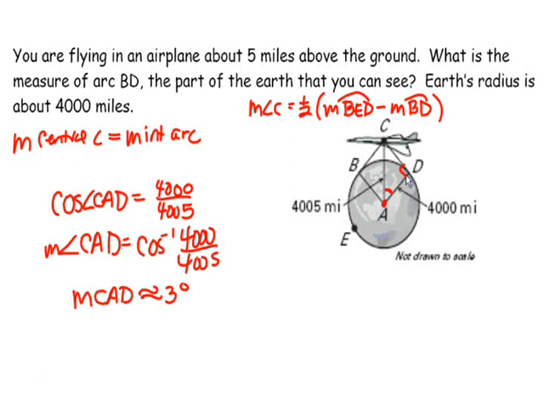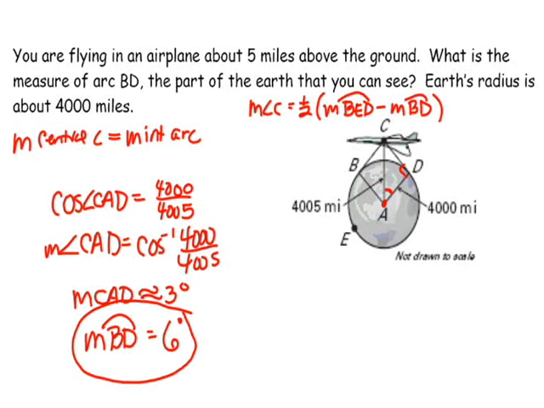We're going to round to the nearest degree because it doesn't make any sense to go more precise than that, which means that the measure of arc BD is equal to twice that, because angle A here is going to be 6 degrees, so the measure of arc BD is 6 degrees. Did you get 6 degrees? If you did, great job. If not, and you still don't understand how I did it, be sure you ask about it in class.